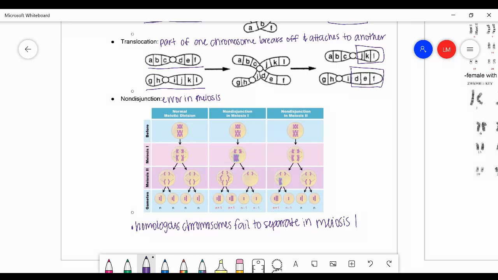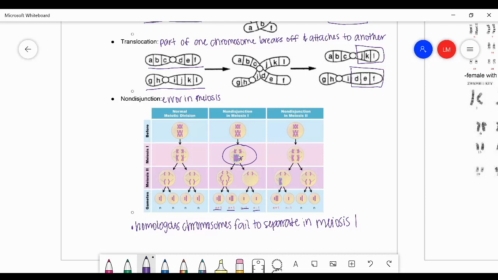Okay, so we can see in this example here, specifically during anaphase 1, instead of 1 chromosome from each pair going to each side, we have 2 going to one side. And so our end result with our gametes is 2 that have an extra chromosome and 2 that are missing a chromosome.